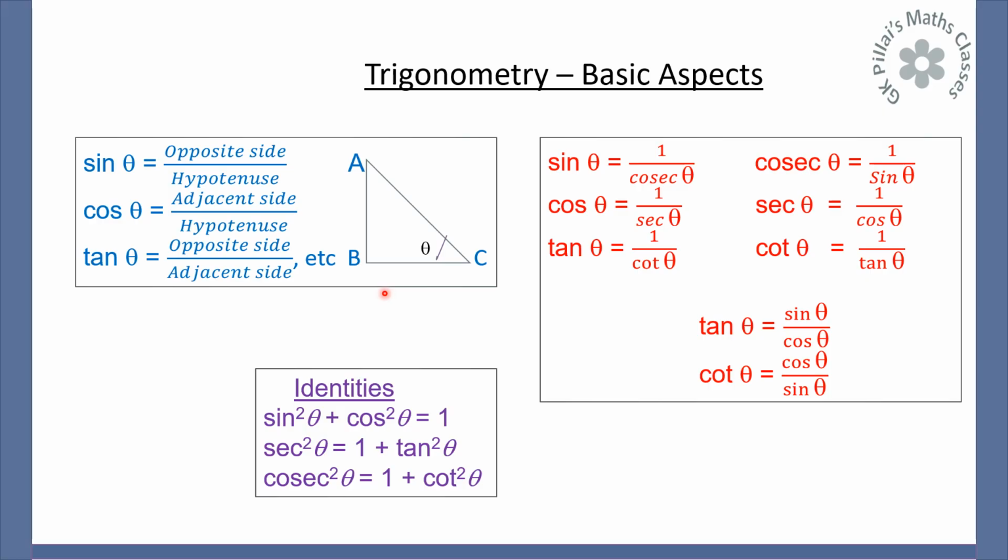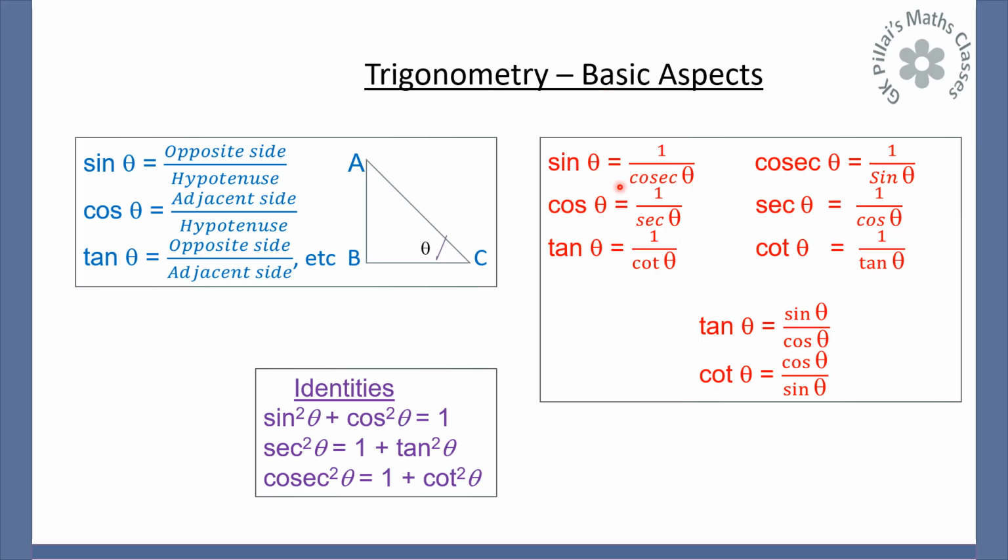Let me help you recall the basic trigonometric ratios and the identities. The first one, sin theta equal to opposite side by hypotenuse, cos theta adjacent side by hypotenuse, and tan theta opposite side by adjacent side. If you consider this angle as theta, then this will be the opposite side, this will be the adjacent side, and this will be the hypotenuse. Sometimes we use perpendicular for this and the base for this one. There are three other ratios: cosec theta opposite to this, sec theta opposite to this, and cot theta opposite to this.